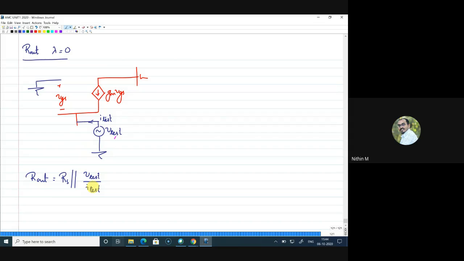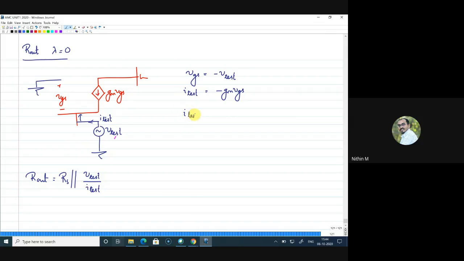Now I will take the same way. So what is V test by I test? How can I write this? If I want to write this, I will first write what is VGS. VGS is equal to minus V test. That is clear. Now what is I test? I test is current flowing in this direction, but the current flowing in the other direction is GM VGS. So it is minus GM into VGS.